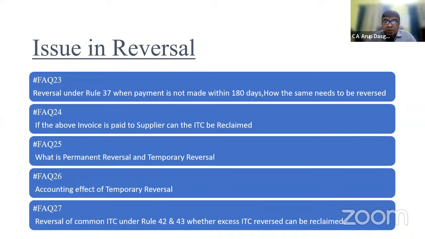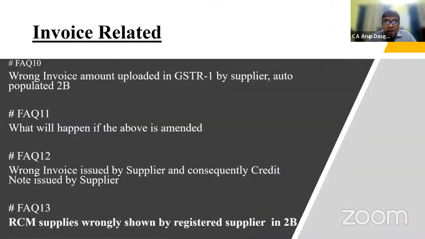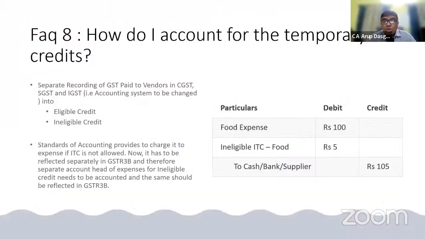So what is the permanent reversal and temporary reversal? We have already discussed. Accounting and effect of temporary reversal, I have discussed this yesterday, but I will again take it. So what is happening? We are told that for ineligible credit, for reversals under 42 and 43 and 38, you have to show it as 17.5, right? So whenever you are showing it in 17, the permanent reversals, for rule 42, rule 43 calculations, it is very clear that they have been reversed, and we reverse them in the books also.